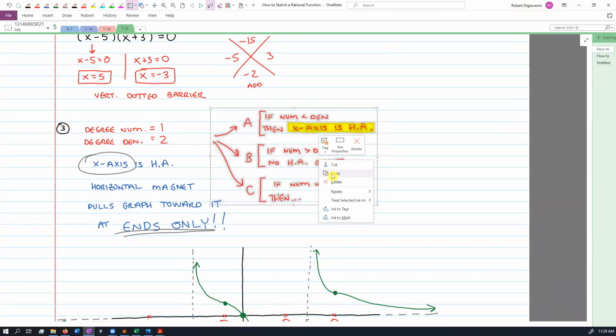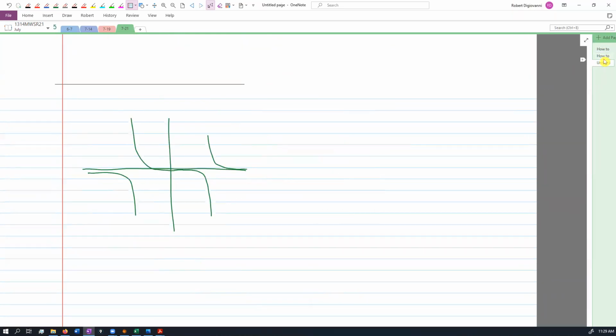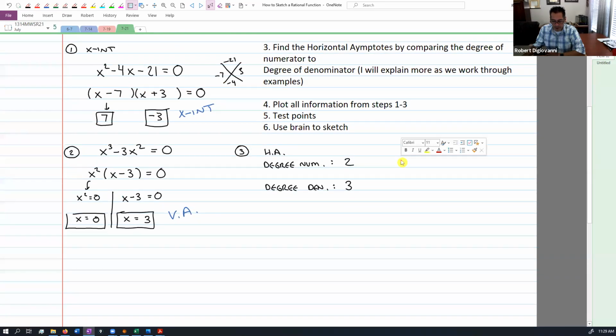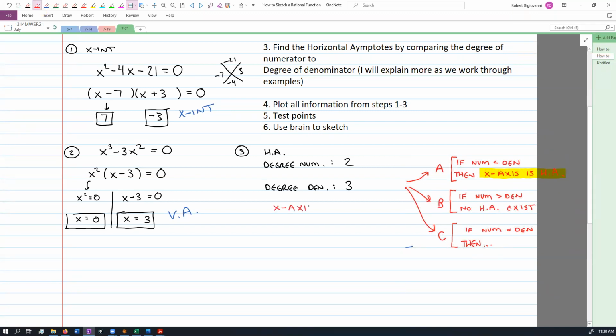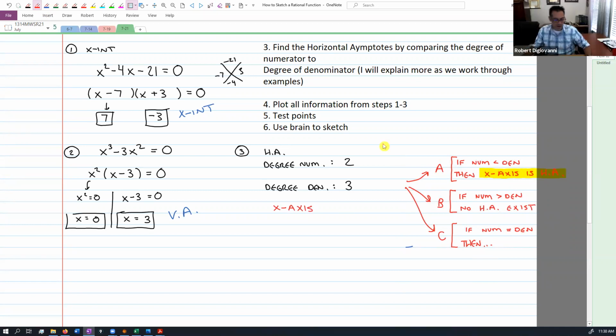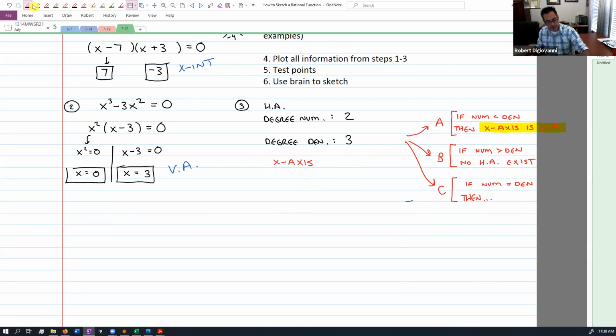We haven't done anything else, so it's going to be the same result that we had before, that the x-axis is the horizontal asymptote. Understand? Yes. Okay, because we're doing case A. All right, we're ready to put everything on a picture now.